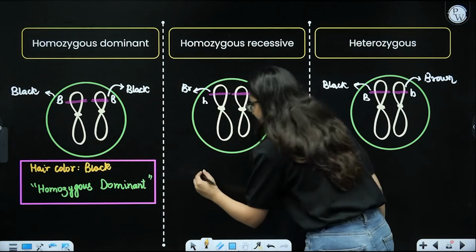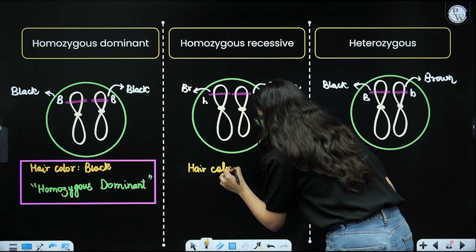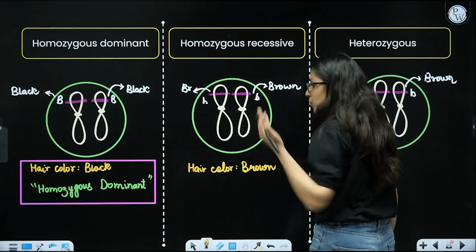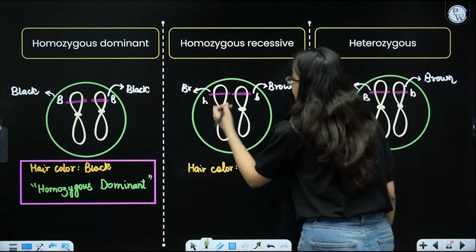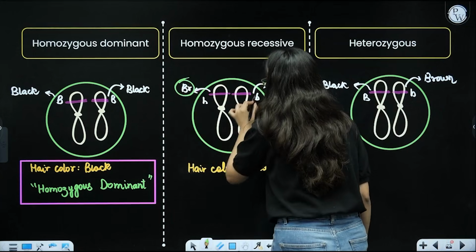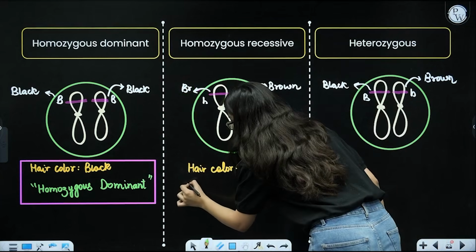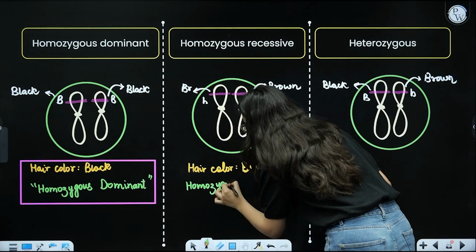Likewise, the hair color over here without any confusion will be brown, because both the alleles are on the same page. Both want the hair color to be brown. So very simple. But now when we have to write, what are we going to write? Homozygous, definitely, because both are same. Both are saying that the hair color has to be brown. So we are going to use the term homozygous.